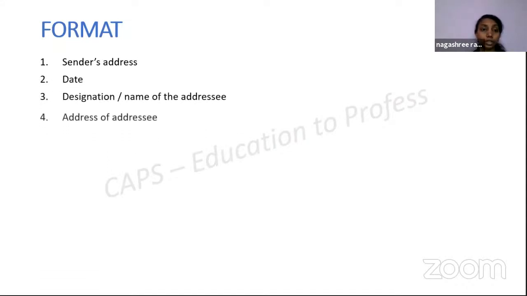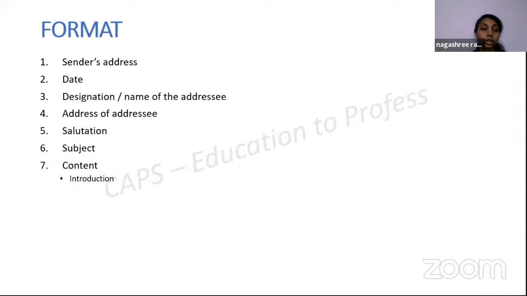So let us look at format. What will the format look like? It will have a sender's address. It will have the date. It will have the designation or the name of the addressee, and then the address of the addressee. Salutation, which is your greeting part, your dear sir or madam, and then your subject, and then the content. Content will be split into the introduction, body, and conclusion. And then you'll have a complimentary close followed by your signature.